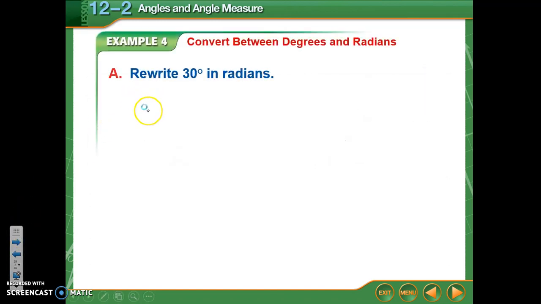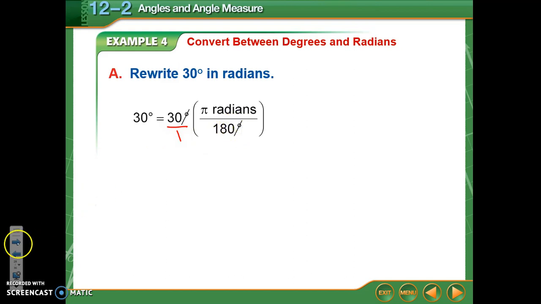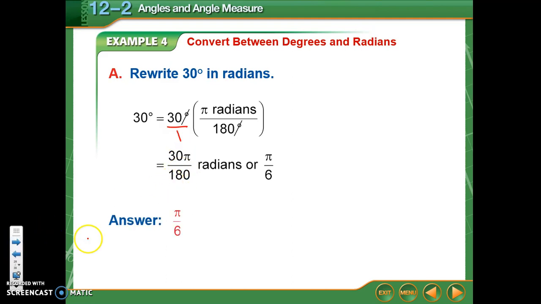So I want to take 30 degrees and rewrite it in radians. I'm going to multiply 30 degrees by pi radians over 180 degrees. This is just like unit analysis. I'm basically getting my degrees to cancel out or divide off. So I end up with 30 pi over 180 radians, which reduces to pi over 6 because 30 over 180 is 1/6. So 30 degrees equals pi over 6 radians.